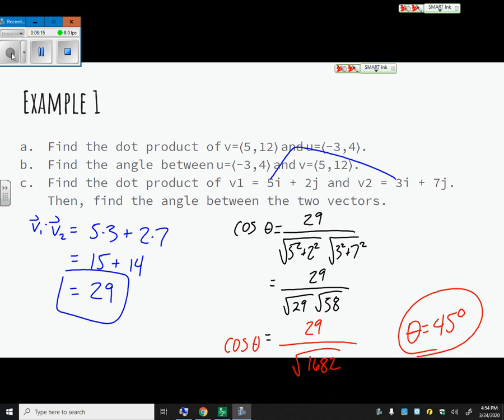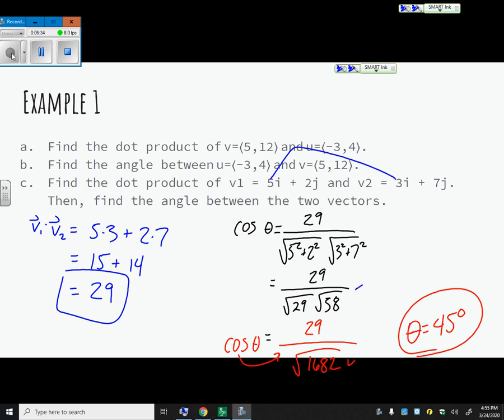I got 1,682, and I typed exactly this in the calculator. I took cosine inverse of this fraction. So I thought if we took cosine inverse of like the square root of 2 over 2, it gave me 45 degrees. I agree.